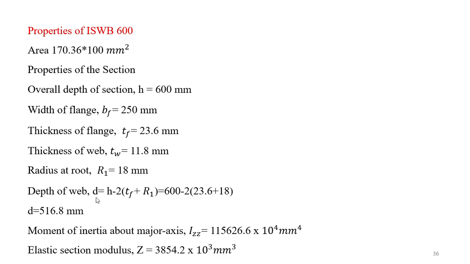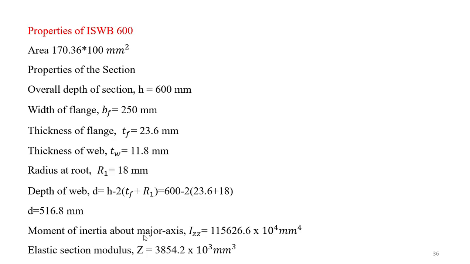And the depth of the web we can find like this: overall depth H minus 2 times the thickness of the flange. We have to remove the top flange thickness and the bottom flange thickness, plus R1, which is the radius of the root of the section. That radius will be present at the junction of the bottom flange and at the junction of the top flange. By using this equation, I can find the total depth of the web. D is equal to 516.8 mm for that particular section.